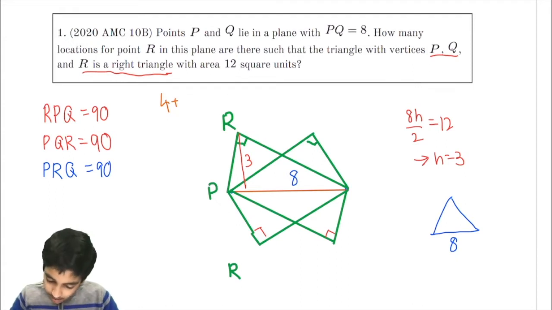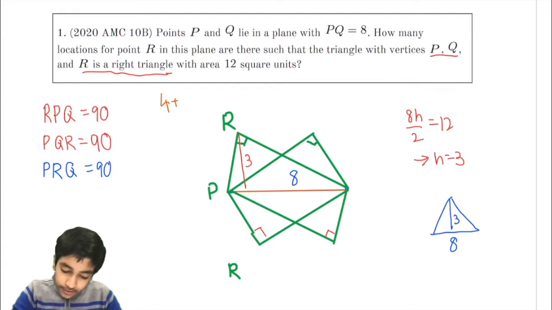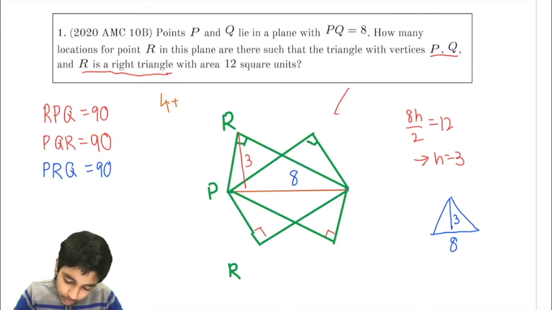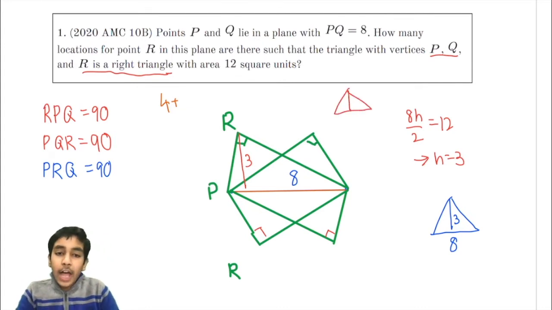Since the base is 8, the height is 3, and in a 45-45-90 triangle, the property is that the altitude is just going to be half of the hypotenuse length. So in this case, 3 is not half of 8. So we know it's not a 45-45-90 triangle.